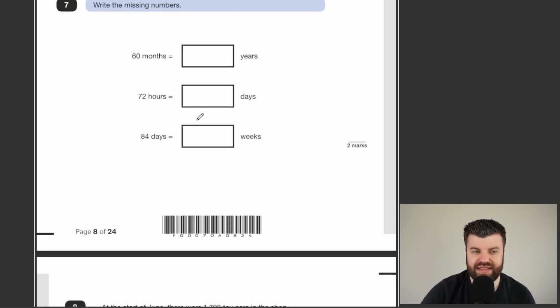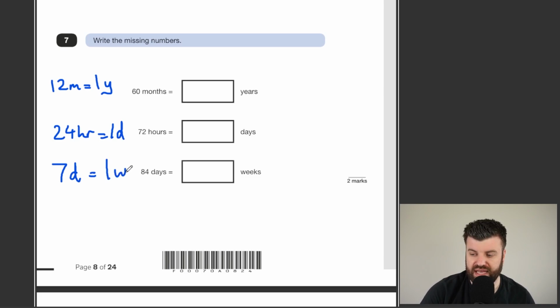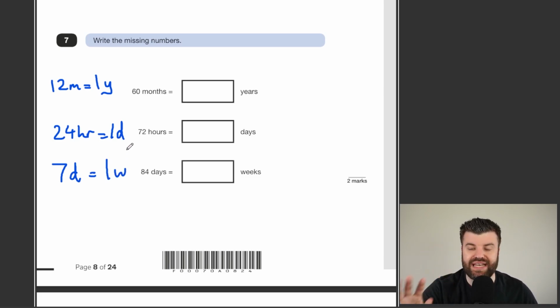Excellent. In this question, we need to have pre-existing knowledge. We need to know that there are 12 months in 1 year. We need to know that there are 24 hours in 1 day, HR in 1 day. And we need to know that there are 7 days in 1 week. That's something we need to know. If we don't know it, we won't be able to solve this question.